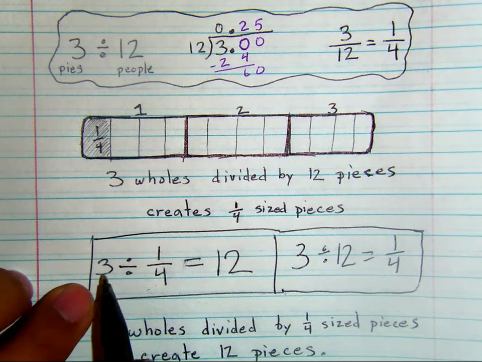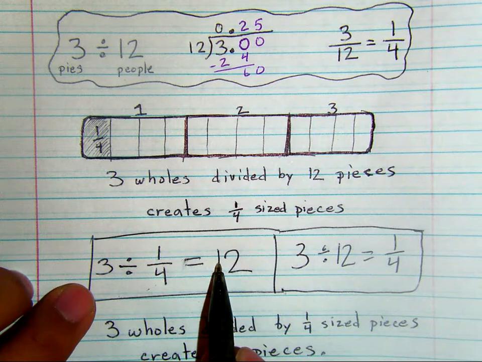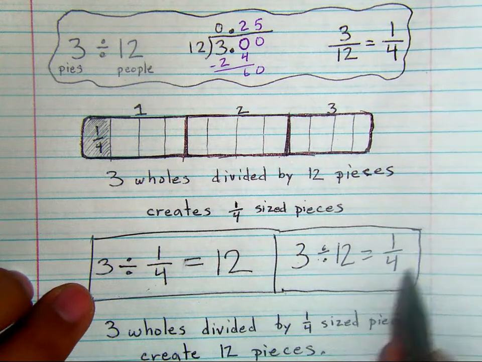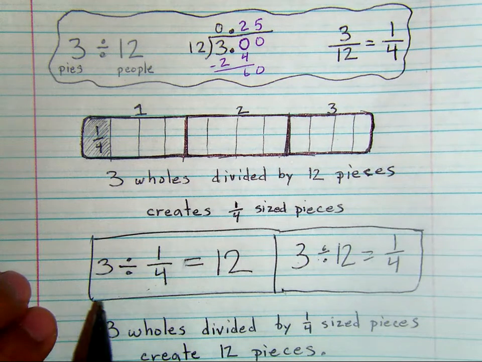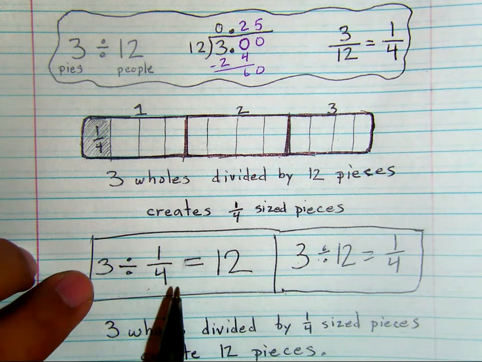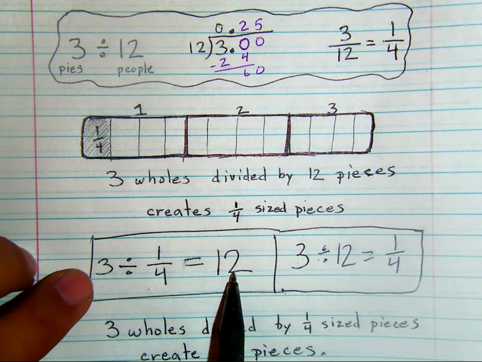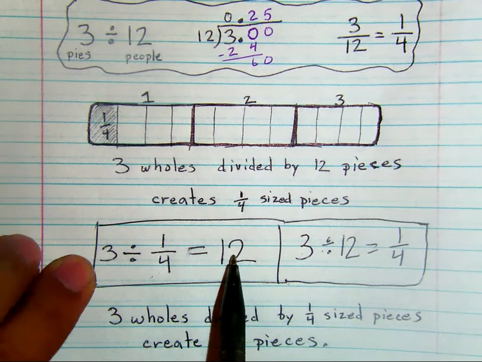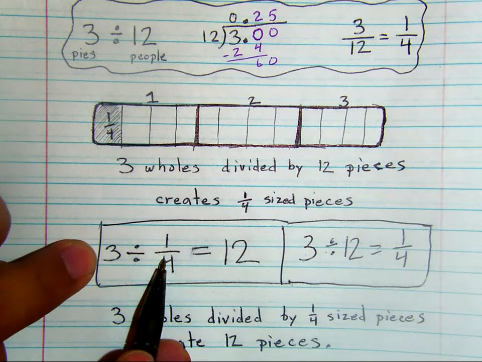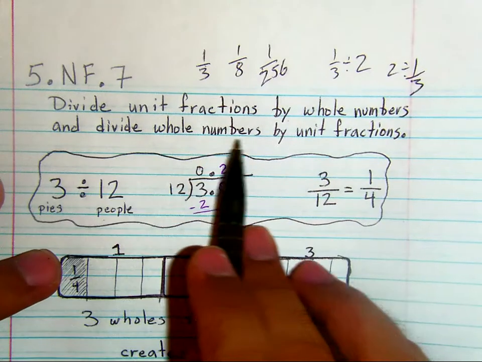All right, 3 divided by 1/4 is 12. It's the same as 3 divided by 12 equals 1/4. The concept of fact families works with fractions. 3 wholes divided by 1/4 sized pieces creates 12 pieces. All right? So again, dividing a whole number by a fraction is one of the things that we need to know how to do.